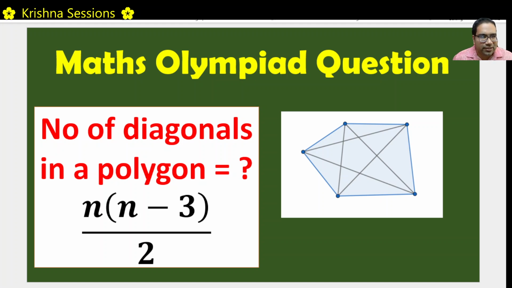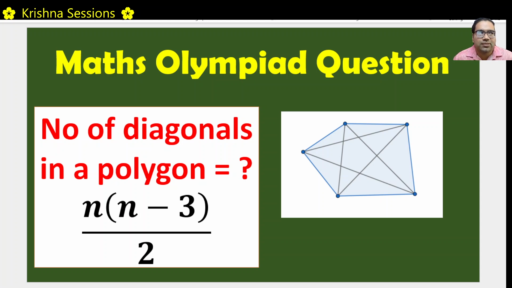Number of diagonals in a polygon. Right. So the questions are generally given as number of diagonals in a 100-side polygon or 50-side polygon, etc. This is a basic question. You don't find this in advanced Olympiads. In the preliminary test, you can find this question. Number of diagonals in a polygon.